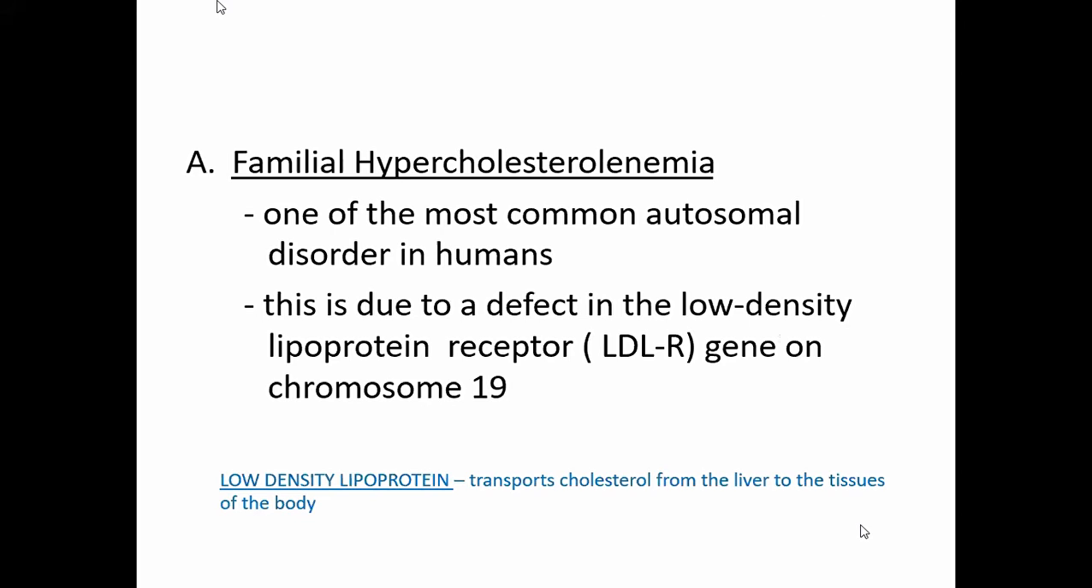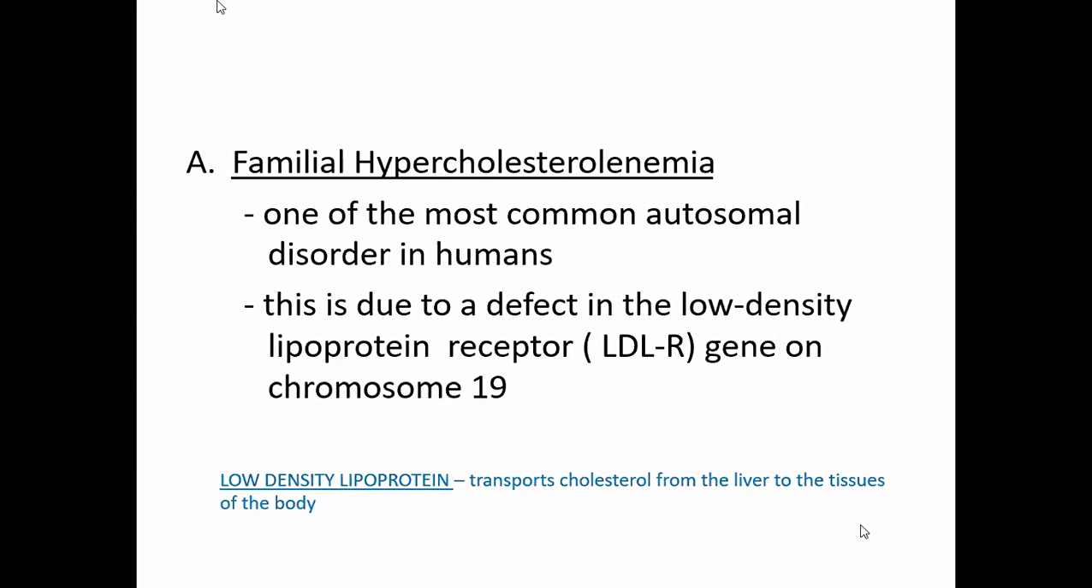An example of this is familial hypercholesterolemia. In my entire 10 years of practice as a physician, I haven't seen this yet. I don't know about the bigger centers in Manila or Cebu. It is one of the most common autosomal disorders in humans, due to a defect in the low-density lipoprotein receptor, the LDLR gene on chromosome 19. This is a high-yield item: LDLR, chromosome 19.